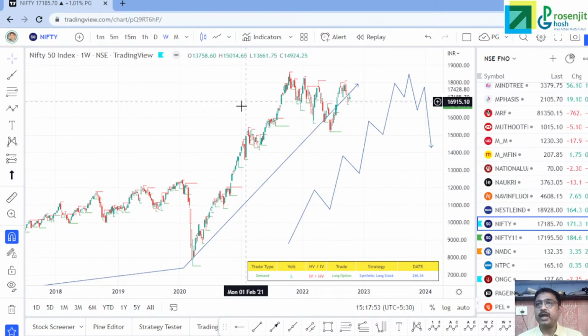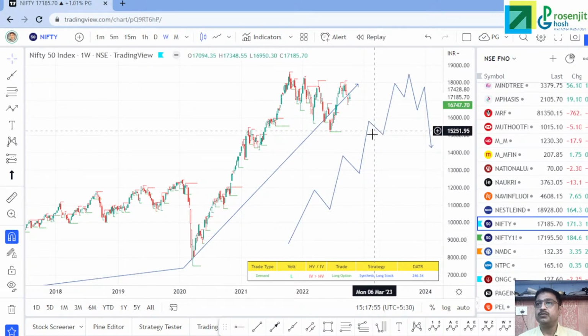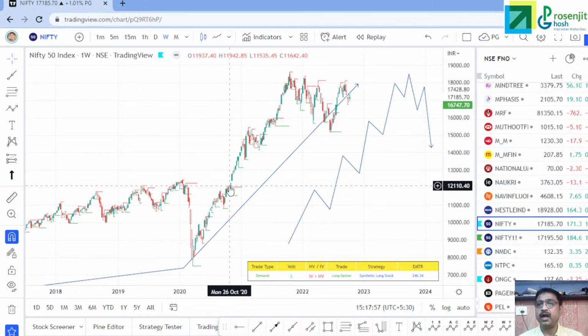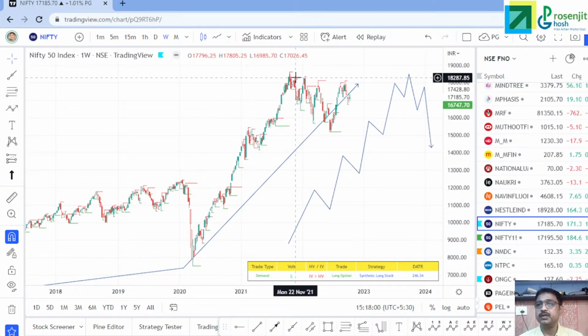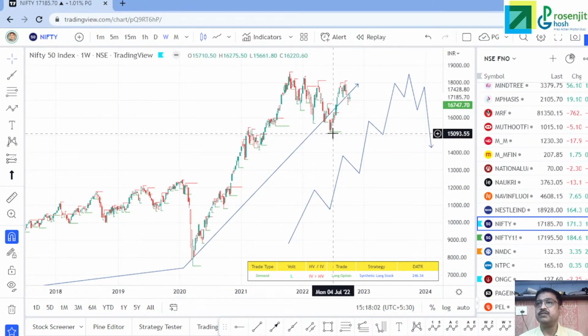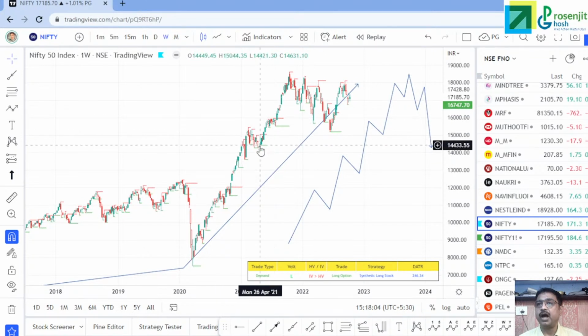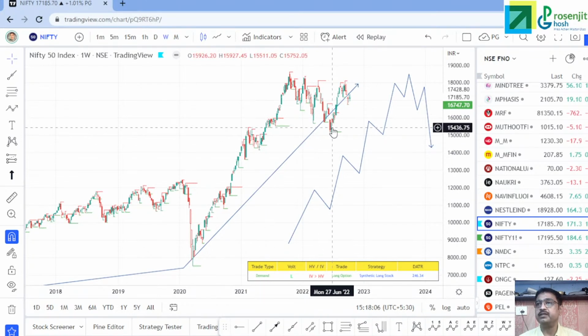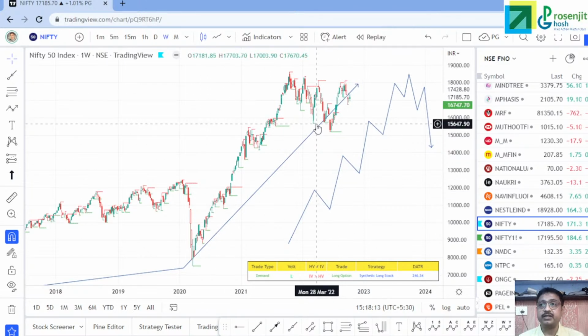Now, when we look at the Nifty chart, we can see so many higher highs and higher lows, but we still haven't seen that a higher low has been taken out. That means the uptrend is still intact in the Nifty chart. If the uptrend is intact, that means we can still go long in Nifty, but with caution.